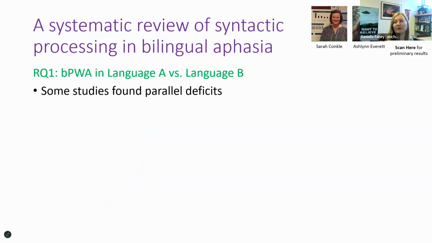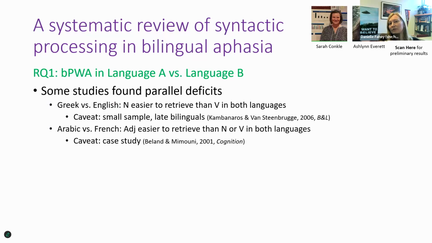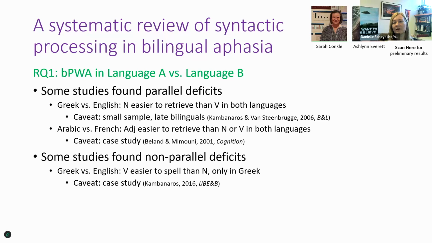So within an individual, we do, of course, find, kind of matching our expectations, some parallel deficits. For example, in a study of Greek-English bilinguals, it was found that nouns were easier to retrieve than verbs across both languages. Kind of conversely, but a similar pattern within an individual, an Arabic-French bilingual person with aphasia had easier retrieval of adjectives compared to nouns or verbs in either language. And of course, we find non-parallel deficits across languages. So in a study of Greek-English bilinguals, in fact, using the same participants as that original study, folks had an easier time spelling verbs than nouns, but only in Greek.